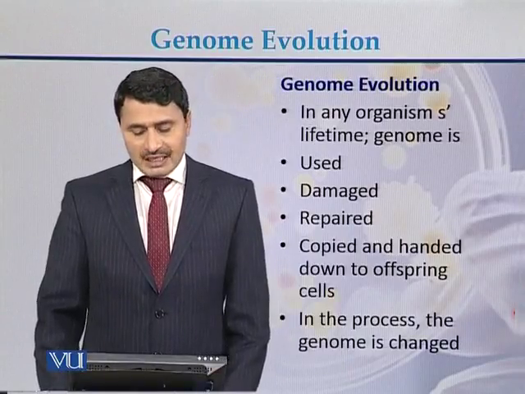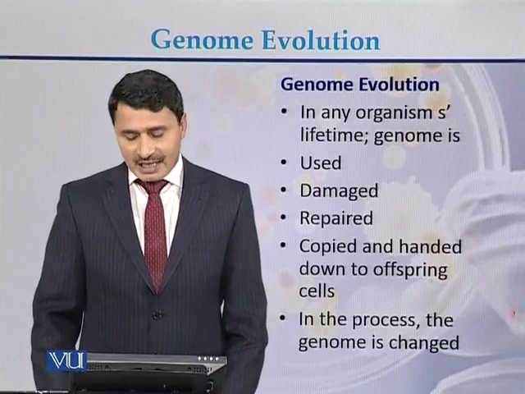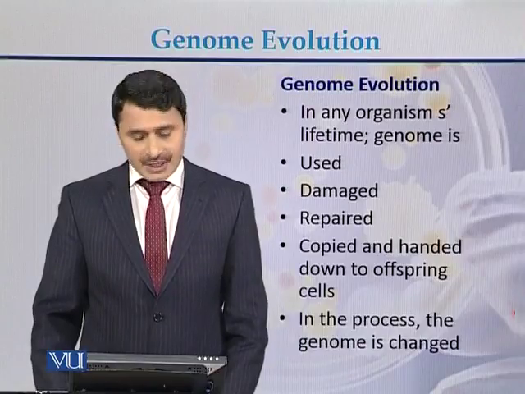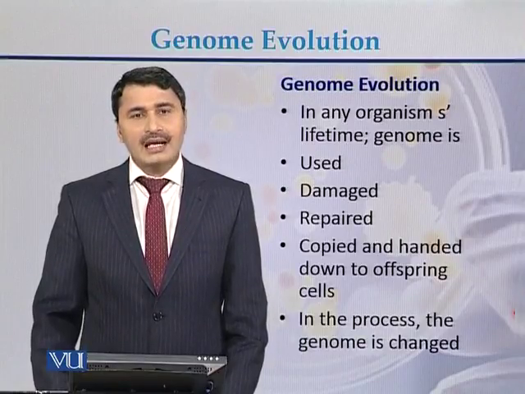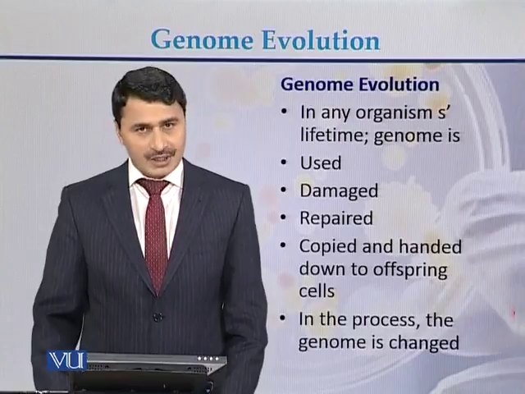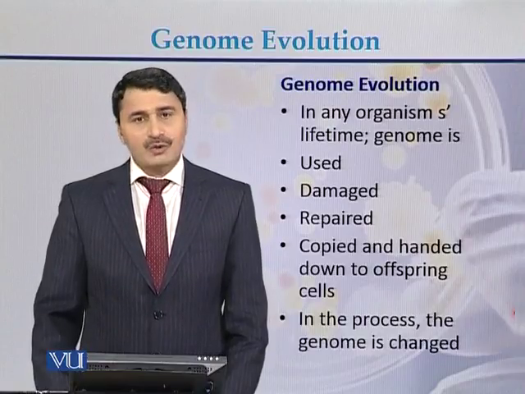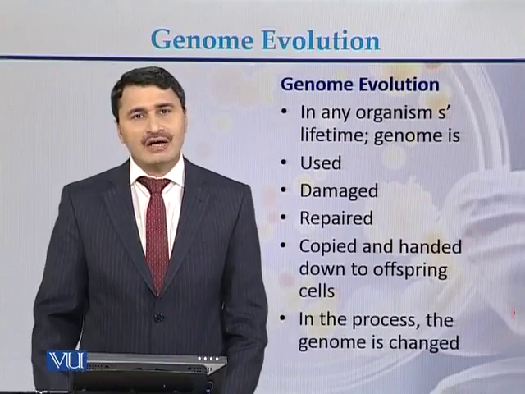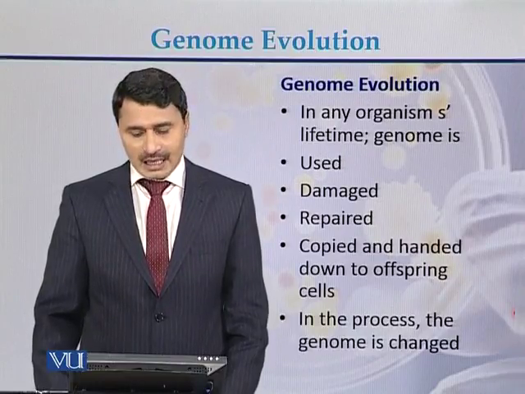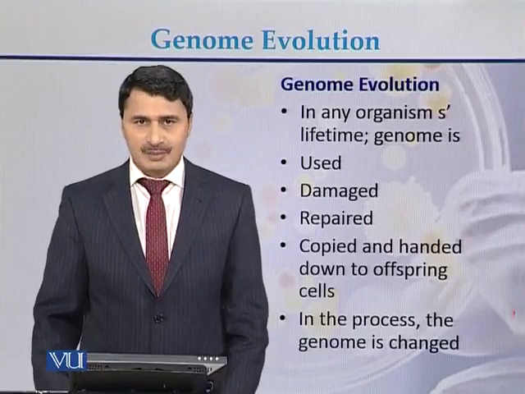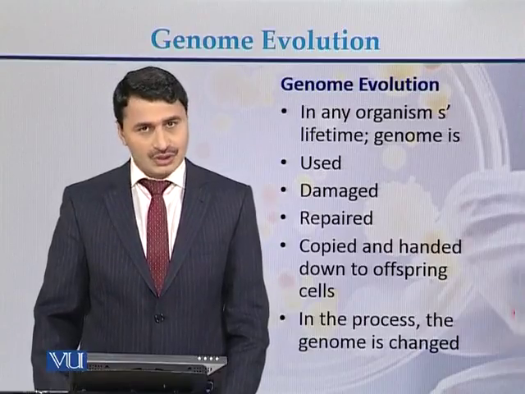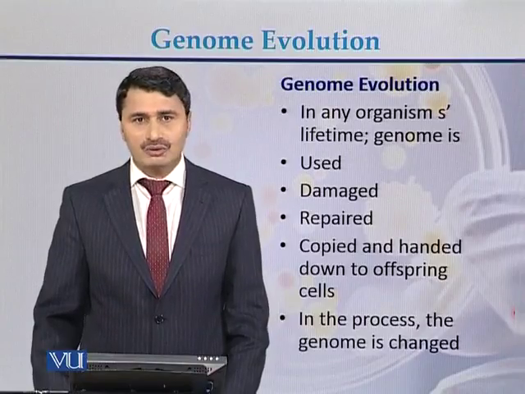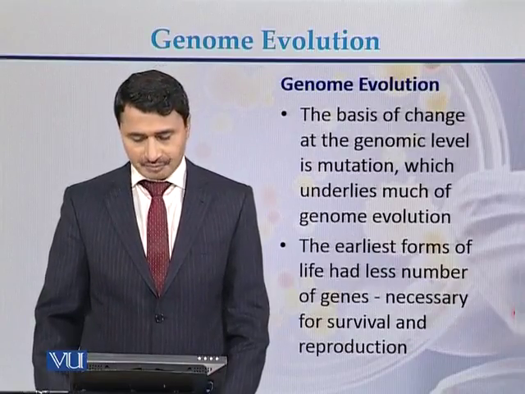Genome evolution. In any organism's lifetime, the genome is used, it is damaged, it is repaired, it is copied and handed down to the offspring cells. In this process, the genome is changed. So these are all phenomena occurring in an organism's lifespan: the DNA is used, damaged, repaired, and handed down to the offspring cells.